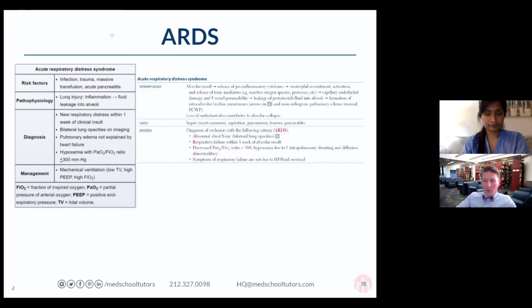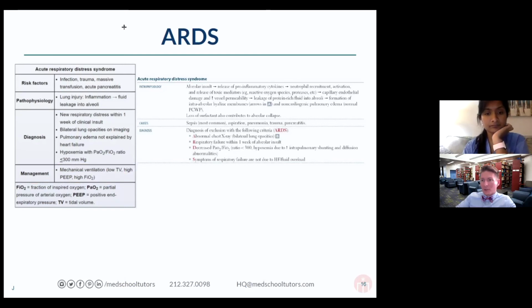Just really quickly, I want to point out the management for ARDS again: mechanical ventilation, probably giving them as much PEEP as you can, and maybe even giving them a low tidal volume because ARDS has a lot of fluid in the lungs, which is going to lower the ability for us to expand their lungs.